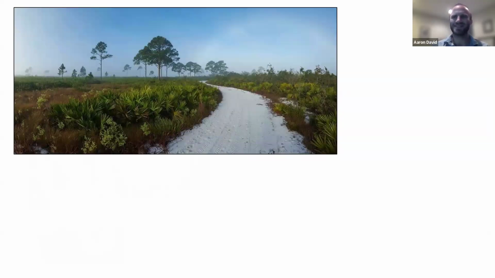What does it look like? This is a typical fire lane, kind of going through Archbold. So this is a nice image of what some of our flatwoods look like. When I give this talk to other audiences, they often haven't seen flatwoods, but you all may very well be familiar with it out in Sarasota.